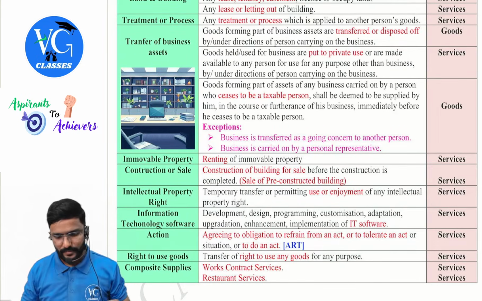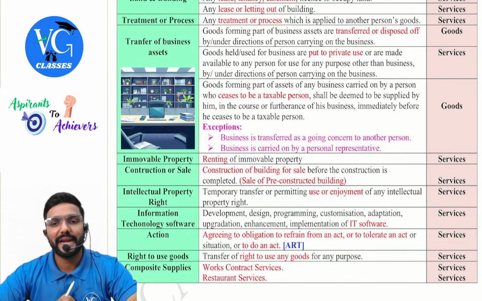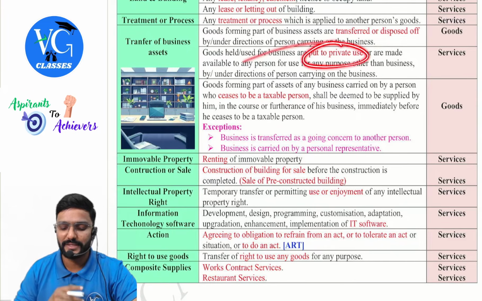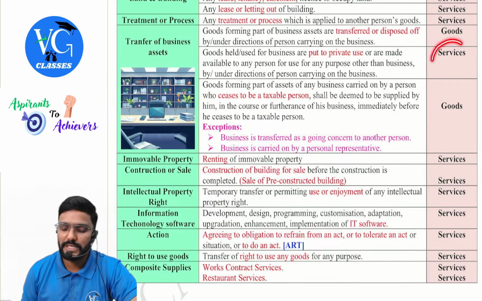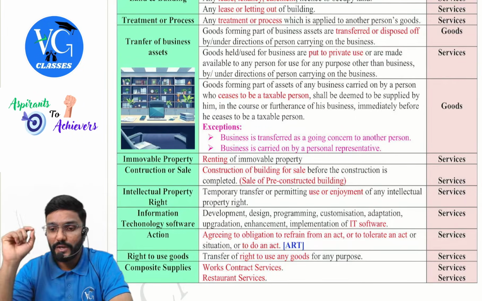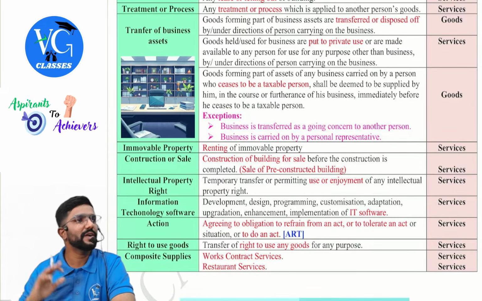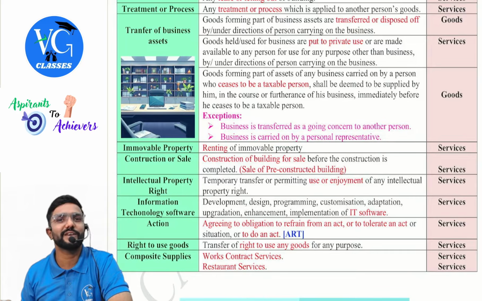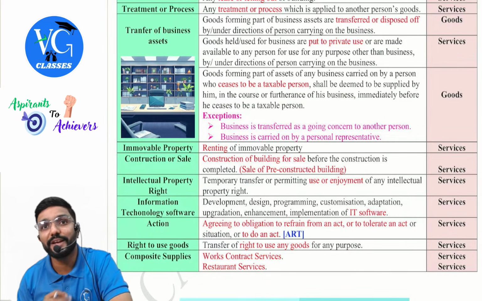Okay. Next, goods held or used for business are put to private use, means personal, or made available to any person for use for any purpose other than business by or under the direction of a person carrying on the business. It is a supply of services, guys. Next, in simple, business asset used for personal purpose. Even in your accounts, you would have decided drawings. So here, is it a supply? Yes, supply of services.